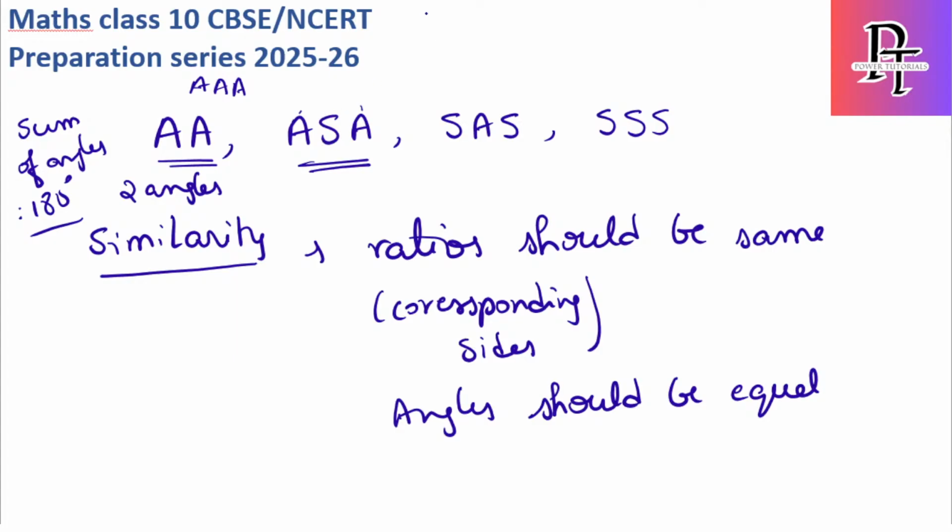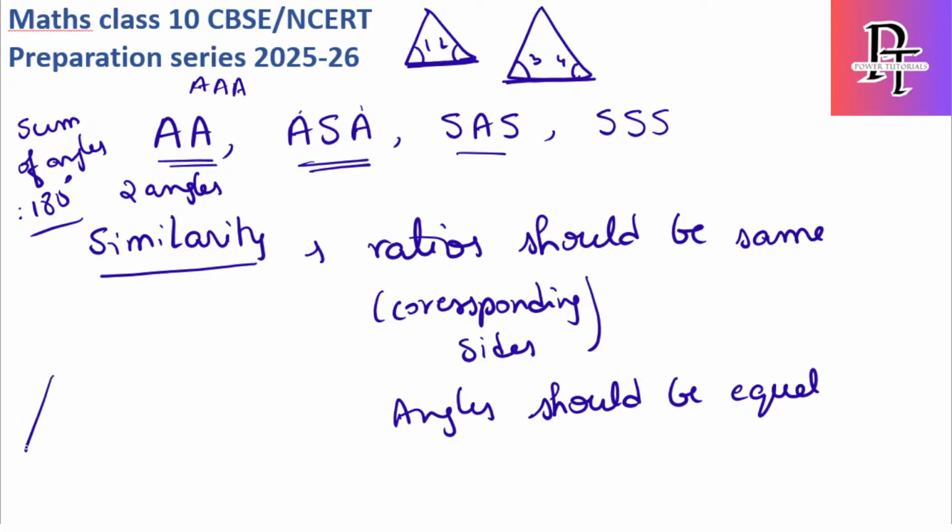equal. For example, I have one triangle here and I have another triangle here. If I say angles 1 and 2, then 1 should be equal to 3 and 2 should be equal to 4, and this side is proportional, then these two triangles are similar. What about SAS? SAS is two sides and the corresponding angle should be equal.